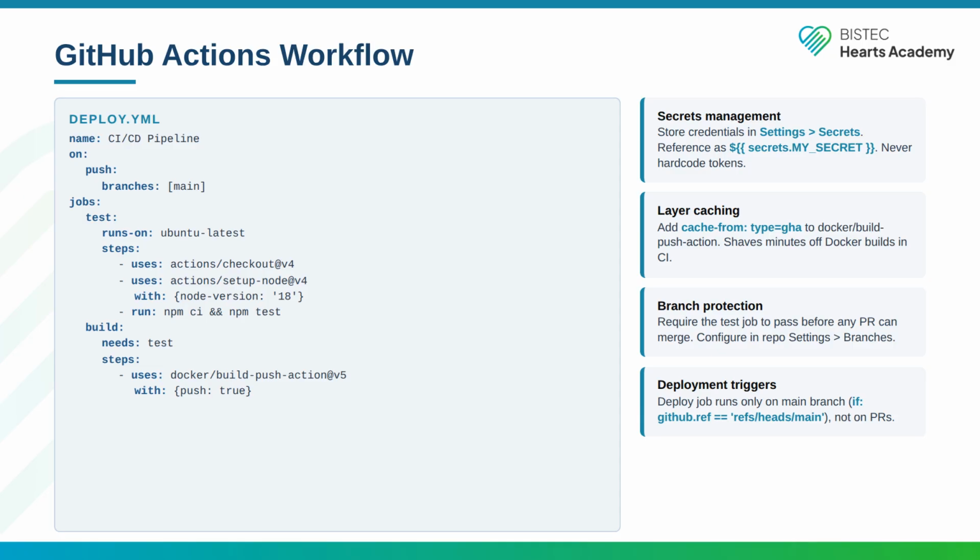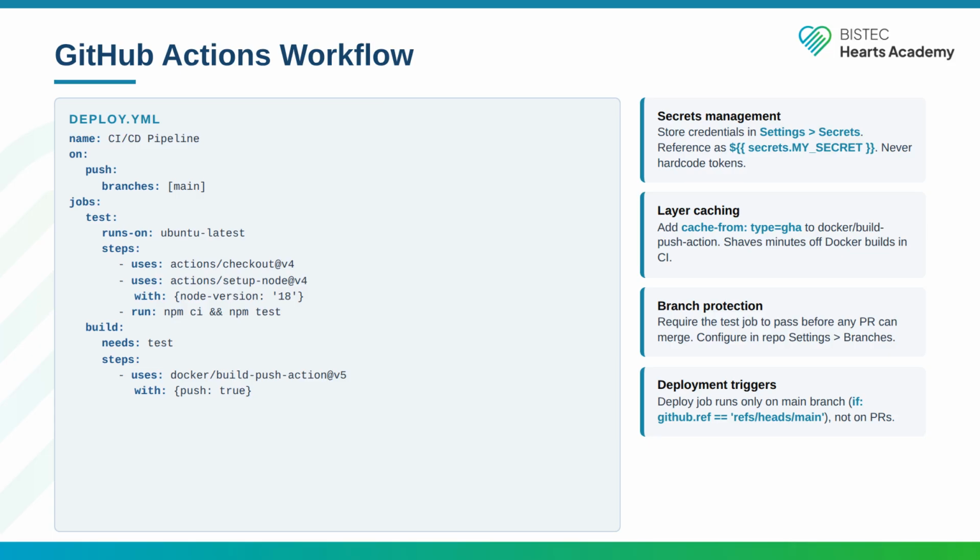The deploy job runs only if the build succeeds. It SSHs into the target server using a stored SSH key, a GitHub Actions secret, and runs a Docker pull, followed by a Docker Compose up to bring the new image live.